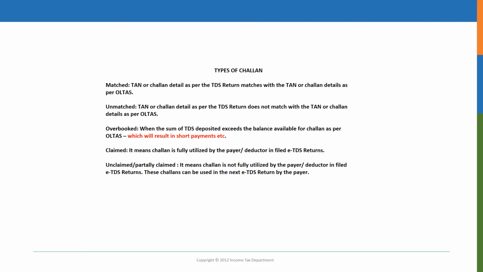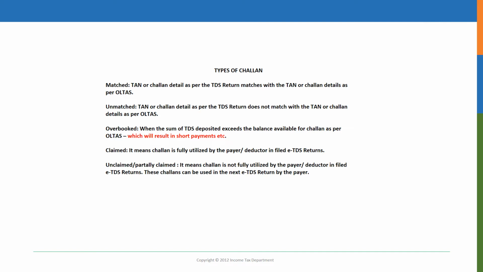Before going into the correction procedure, let us see the different types of challan status in Traces. One is the matched challan, which means the TAN or the challan details as per the TDS return matches with the TAN or challan details as per the OLTAS. Since we have a matched challan, we also do have an unmatched challan, which means the TAN or the challan details as per the TDS return does not match with the TAN or challan details as per the OLTAS.